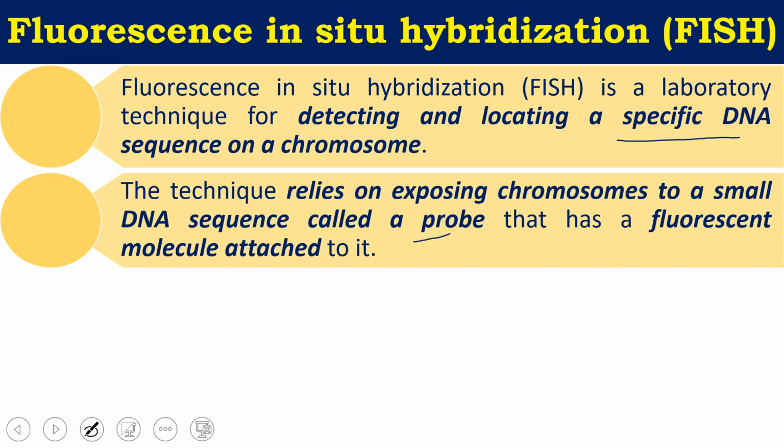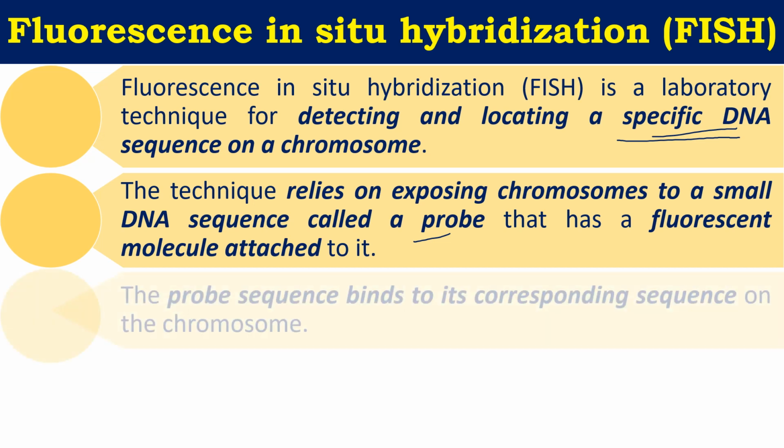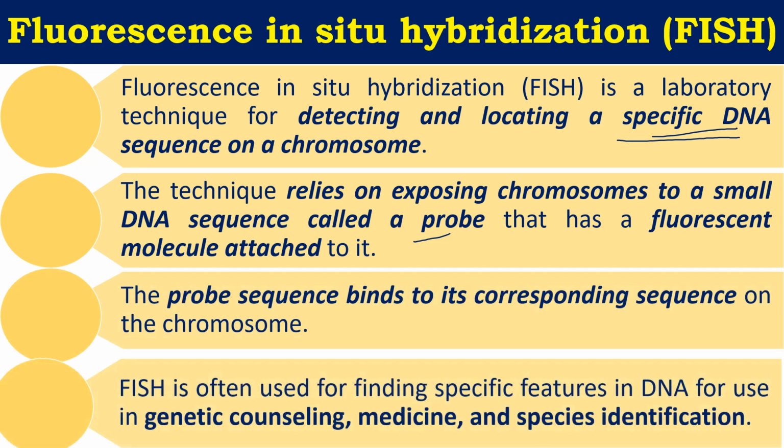Here we are going to use a probe, and that probe is fluorescently labeled, so it is called a fluorescent label. A probe means a small DNA fragment, a small DNA sequence, which is fluorescently labeled. It is going to hybridize with the specific fragment of DNA, a specific part of DNA. So the name came from there: a fluorescent probe used for hybridization along with the DNA. The probe sequence binds to the corresponding sequence on the chromosome.